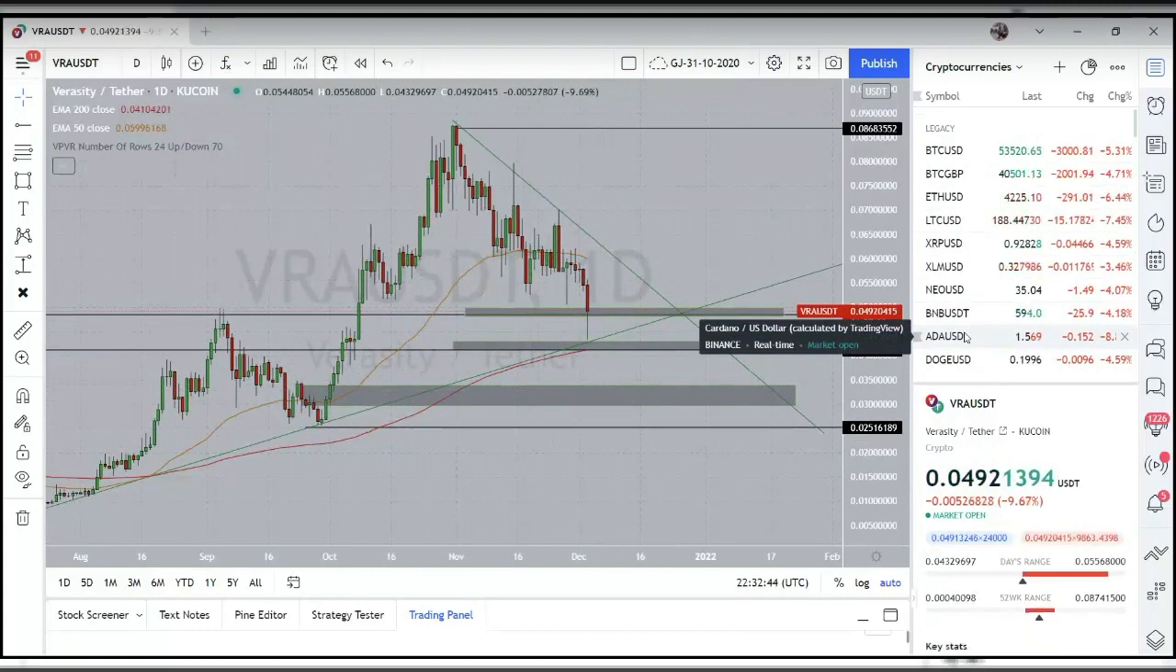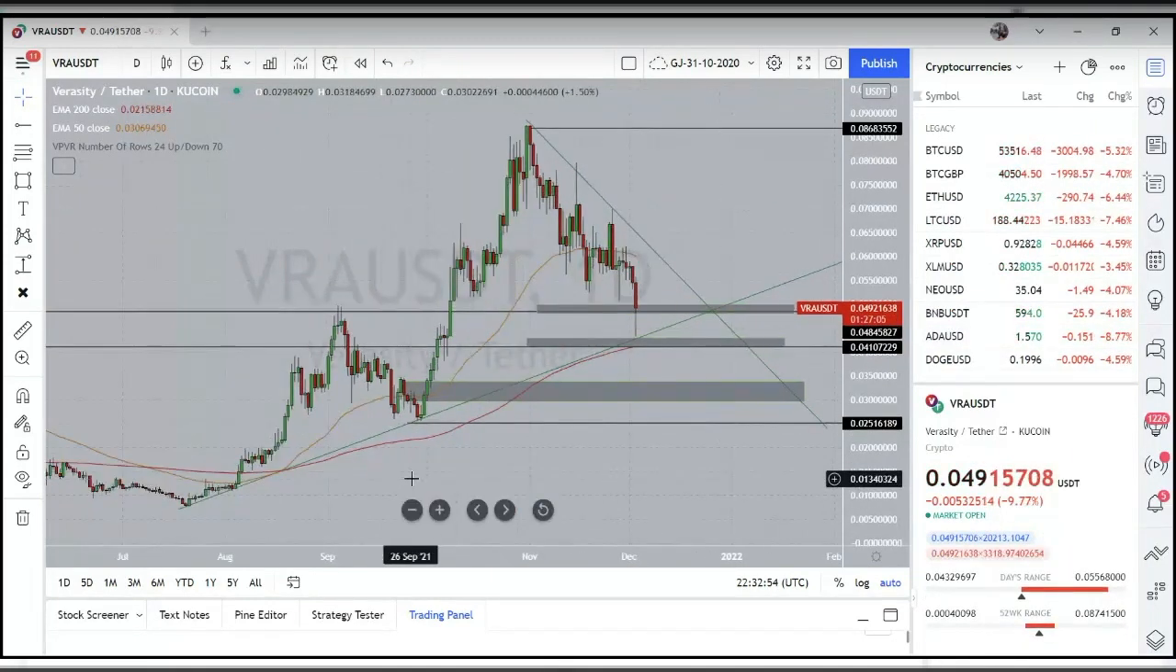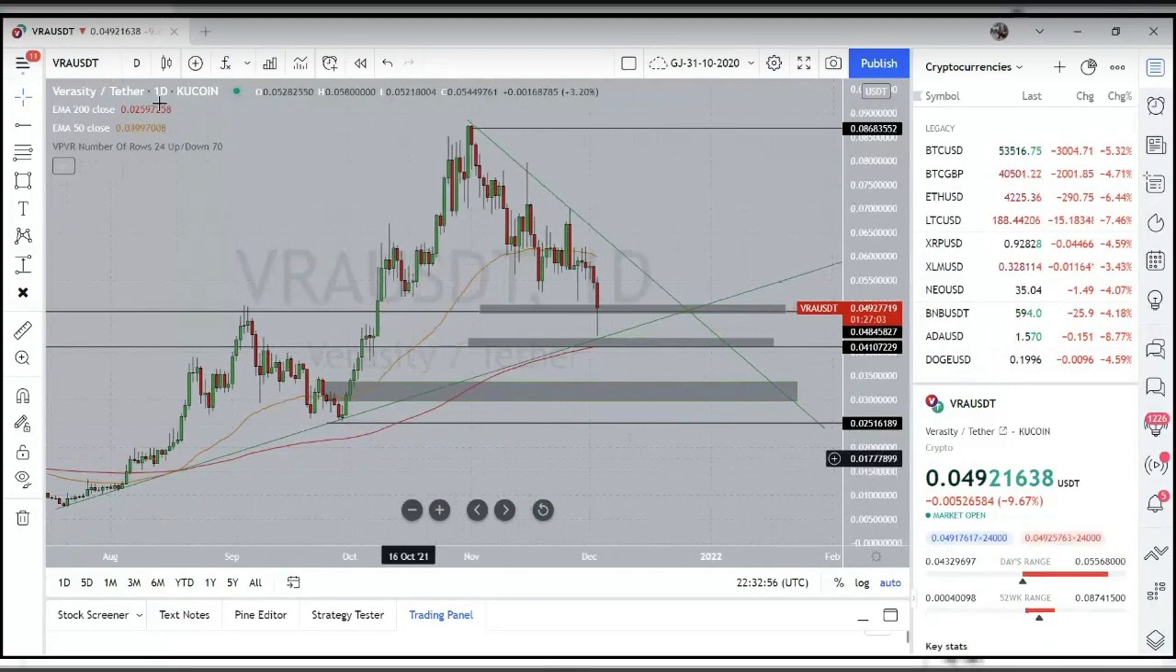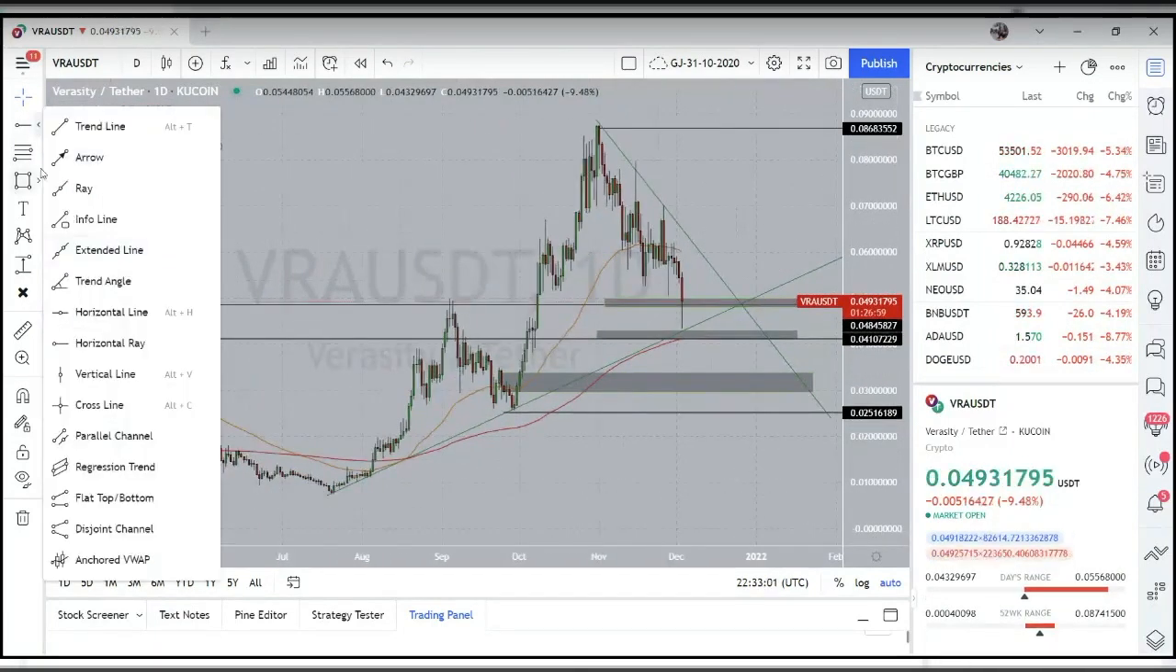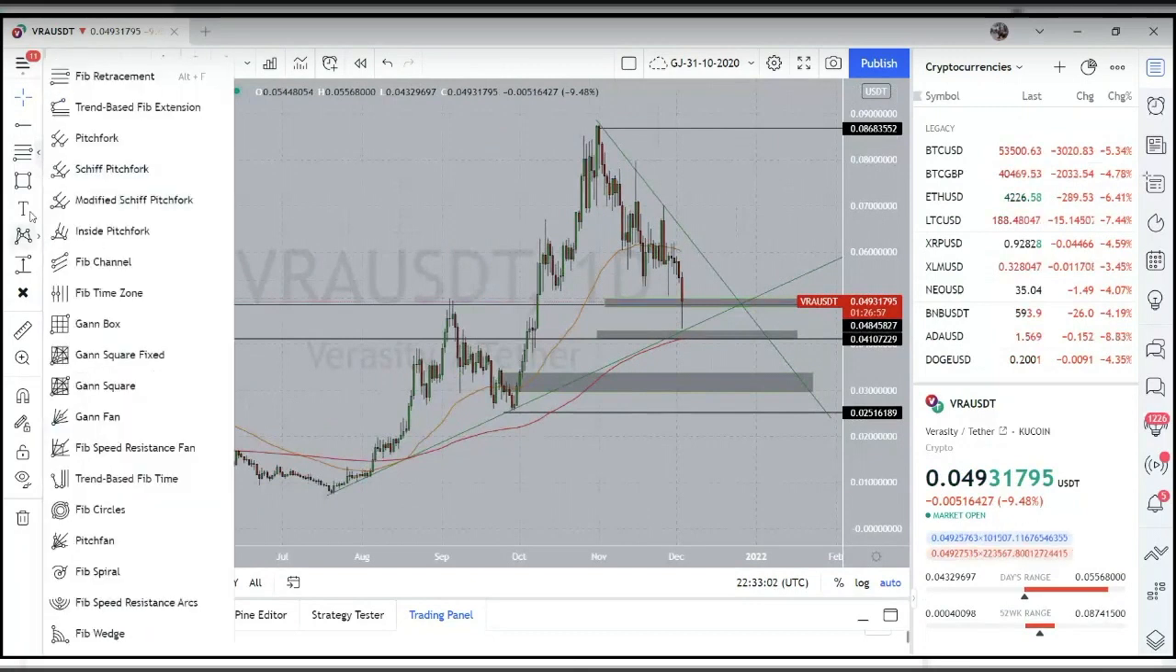I could be wrong. We could just carry on lower. But the market to me for VRA looks like, if you're just looking at market structure, let me get my arrow out.